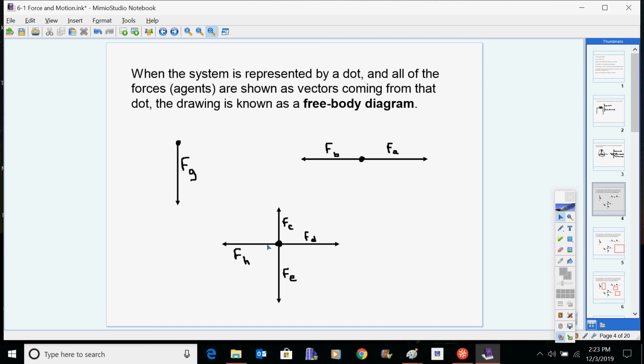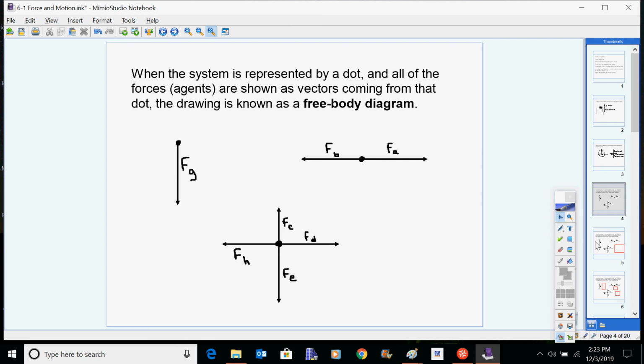What this is really saying to us is that the right and the left force, they're canceling each other out. But the force that's going this way and the force that's going this way, they're opposite of each other, but they're not equal. That means that this downward force is winning. And the amount it's winning by is what we call the net force.